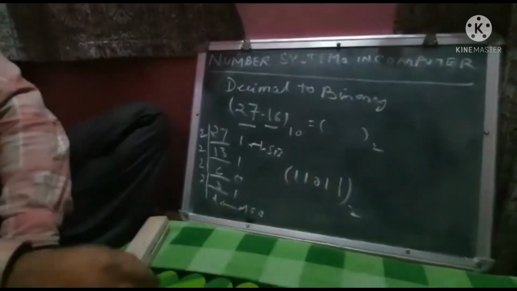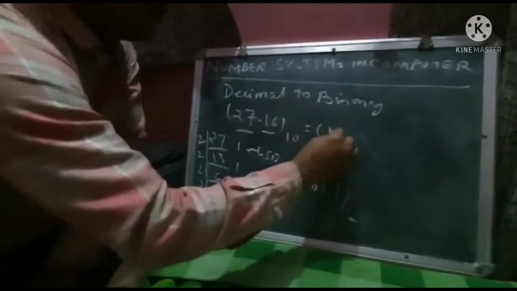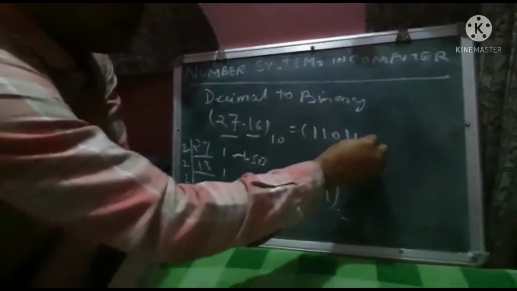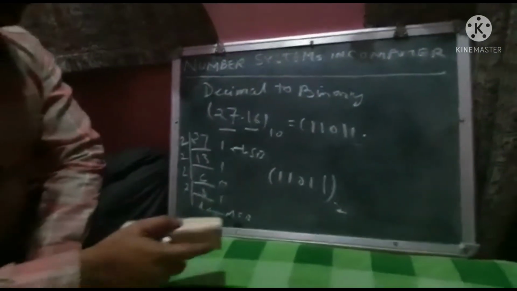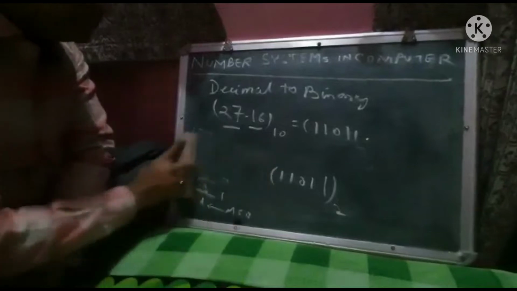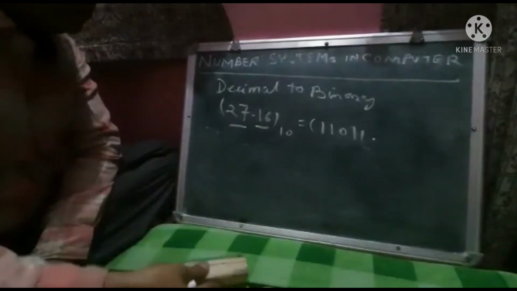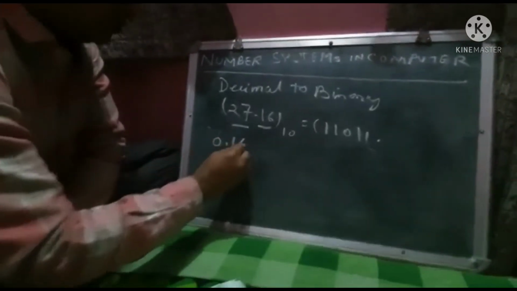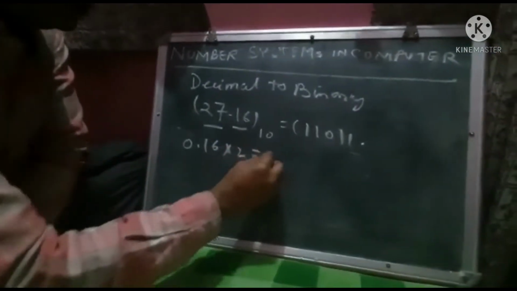So this is the conversion of the number in binary. This is the integer part. Let us do the fractional part also. Now for fractional parts, let us understand what we do. Now 0.16, multiply with 2, we get 0.32.